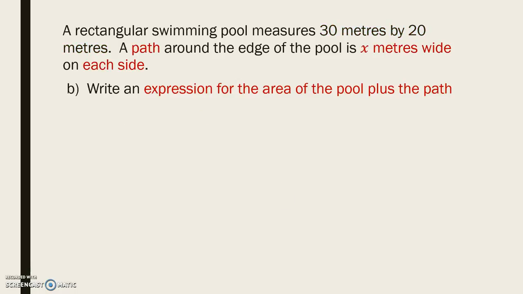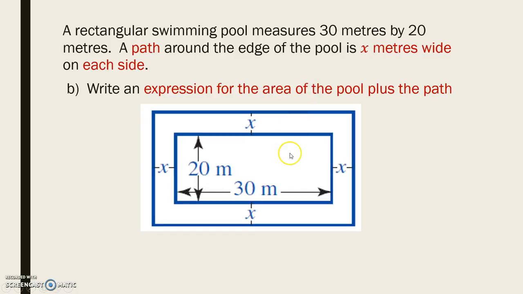Part B says what happens when we add in the area of the path. So let's look at the extra information we have here. So our C is, go through here, X meters wide on each side. Now to make sure we get this right, it's probably a good idea to draw a diagram. So this is what it looks like. There's our pool in the middle, 20 meters by 30 meters. We work the area out to be 600 square meters.